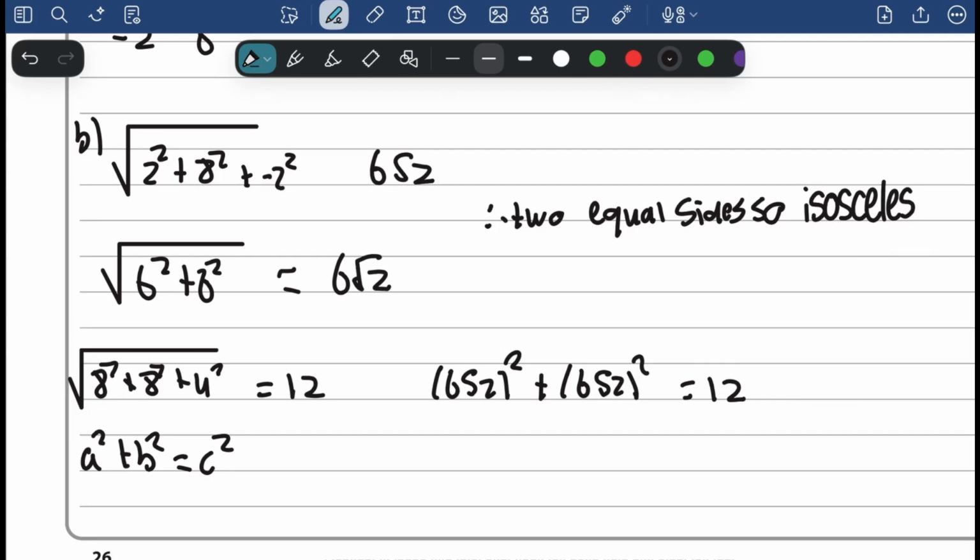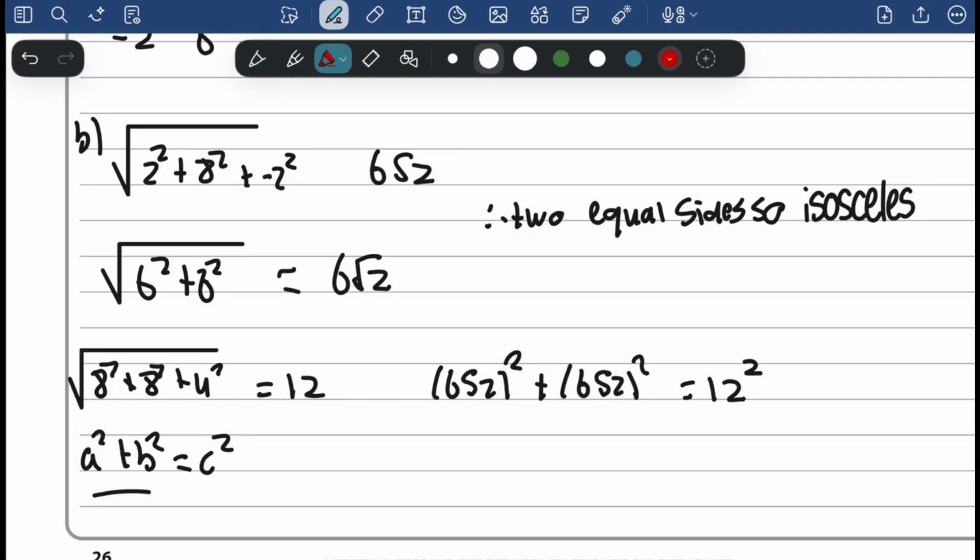So putting that into our calculator, we get an answer of 144, right? Which is equal to 12 squared. So we've proved that A squared and B squared equals C squared, so we've proved this is right angled.